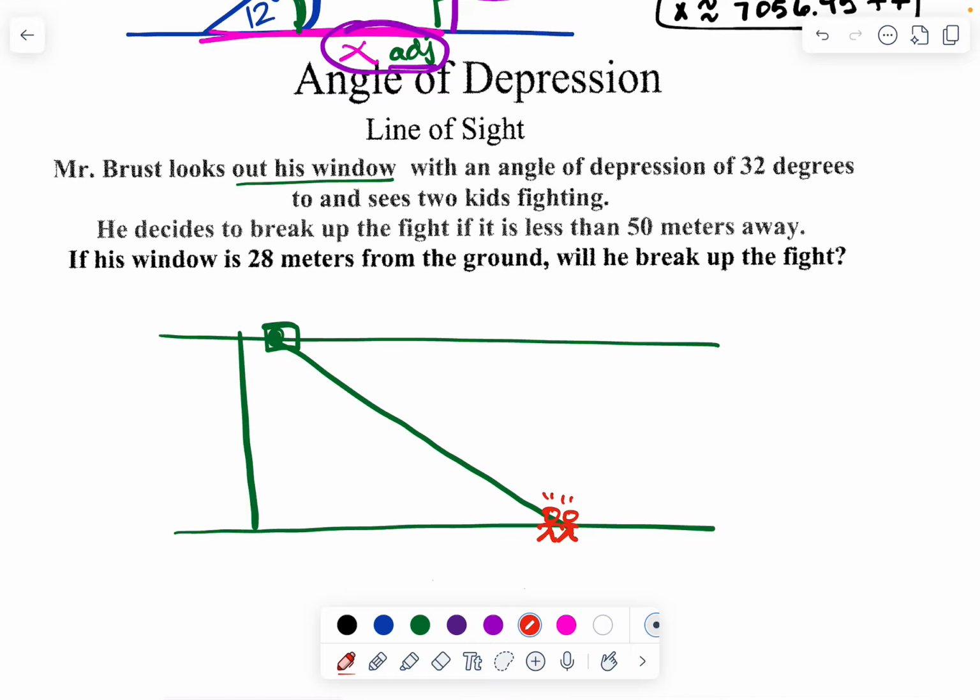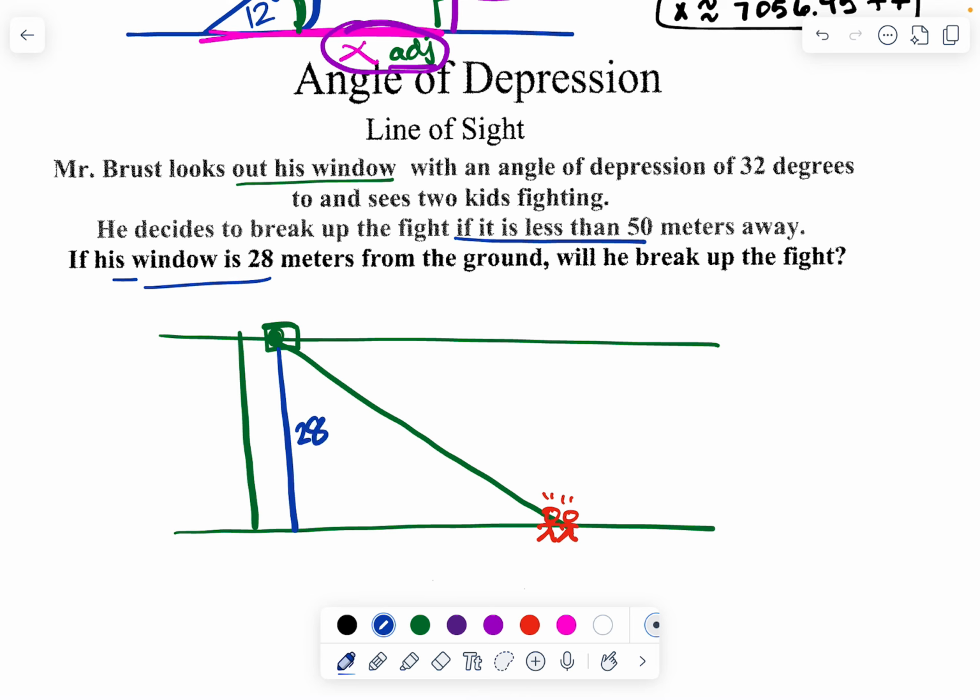Okay. He decides to break up the fight as long as it's less than 50 meters away. So Mr. Brust decides sometimes it's not worth it, right? So we need to figure out if it's less than 50 meters away and will he go break up that fight. So if his window is 28 meters from the ground, so his window right here is 28 meters from the ground.